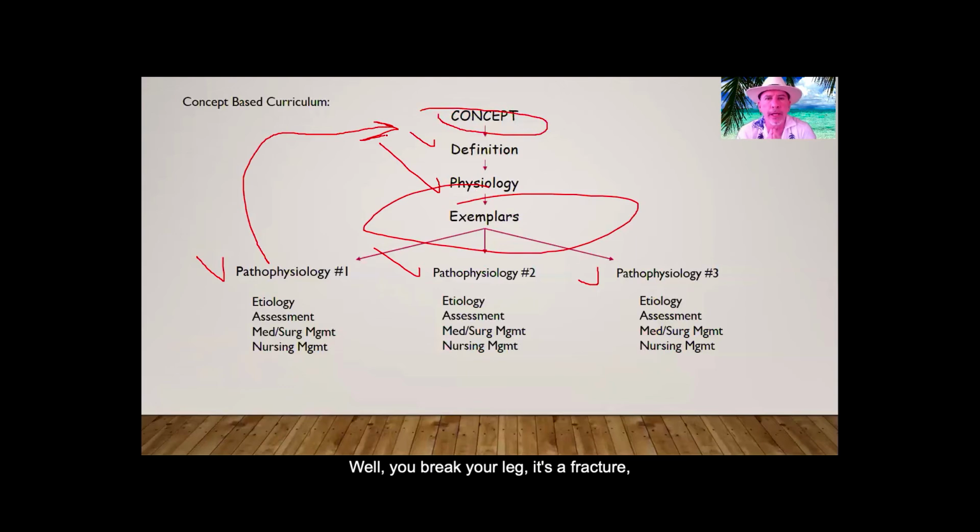Well, you break your leg. It's a fracture. That's a pathophysiology. How does that affect your mobility? As nurses, we're the ones responsible for getting them mobile again, or at least helping them with their range of motion. Now, with each of these, we will still study the etiology and assessment of that pathophysiology, as well as what is the doctor going to do? What medical and surgical management is the doctor going to use on that patient?